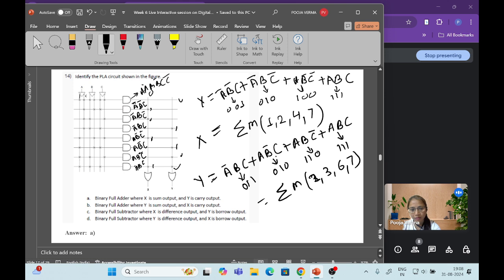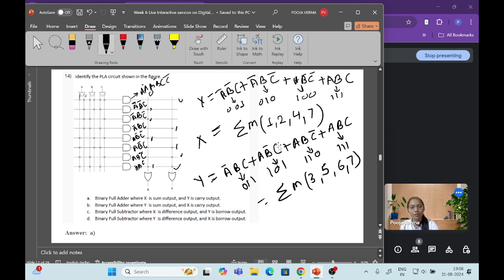Sorry, I have written it the opposite way. It is 1 0 1, equal to 5 only. Just a minute. It is 3, it is 5, correct, right?